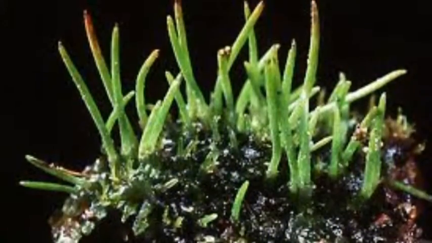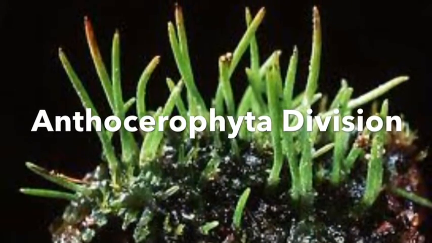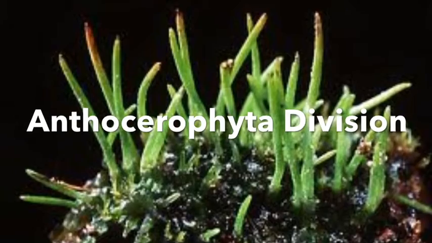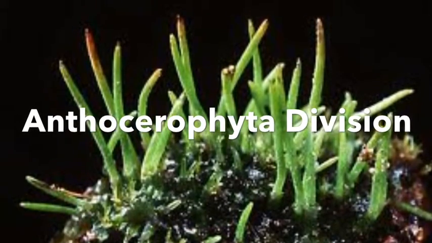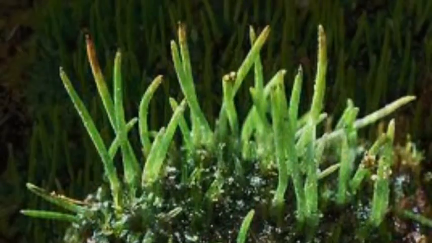Of the divisions in non-vascular plants, Anthocerophyta is the smallest. Hornworts are in this classification and they have only about 100 species identified. These plants have only one big chloroplast in each cell of the gametophyte and sporophyte.